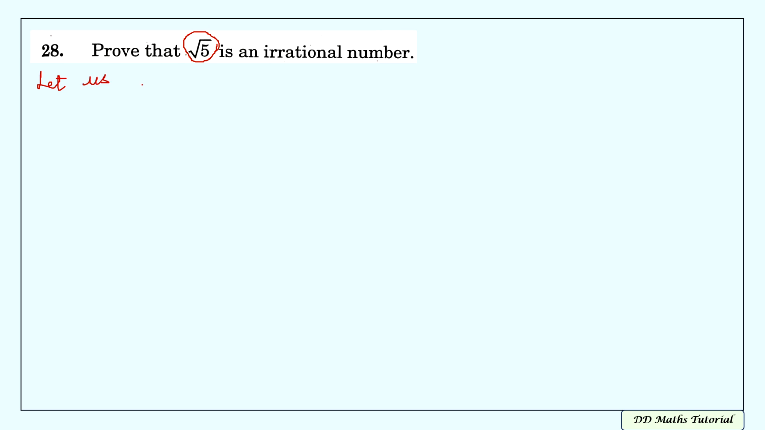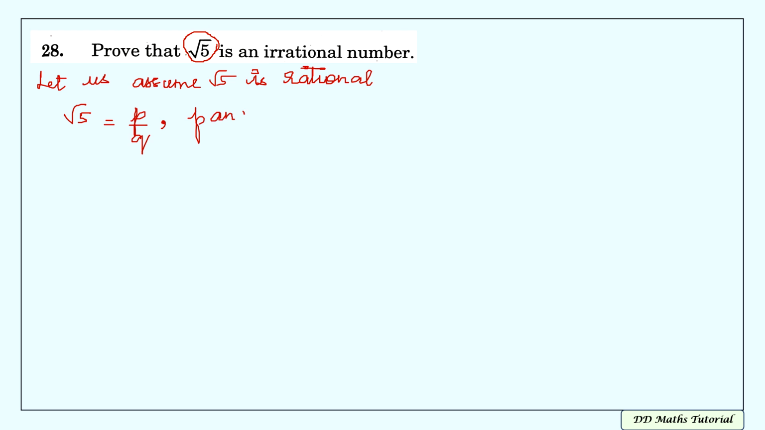So let us assume root 5 is rational. When we assume root 5 is a rational number, we will be able to write this root 5 in the form of p by q. We have learned the definition of a rational number: a rational number can be written as p by q, where p and q are integers. But here, instead of integers, we are going to assume that they are co-prime numbers. So these p and q are co-prime.